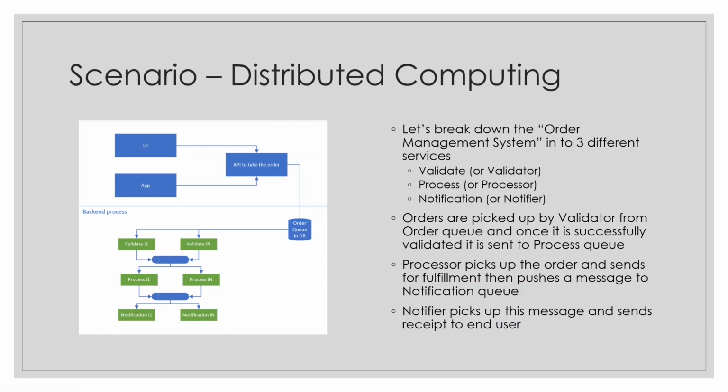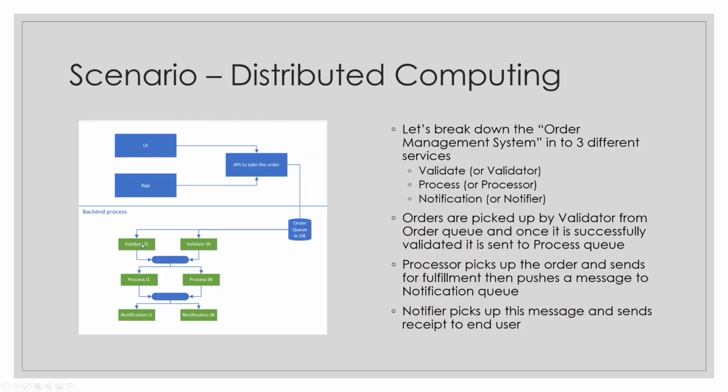Each of them is going to do the same thing that we saw before: validation, processing, and notification. So what is going to happen is the validator is going to pick up the message from the queue, do its validation, and then send a message into the processing queue. The processor will pick up the message from there, and then send the message into the notification queue, and the notification service is going to look at the notification messages in the notification queue and send it to the user.